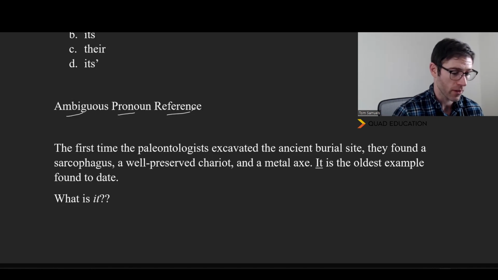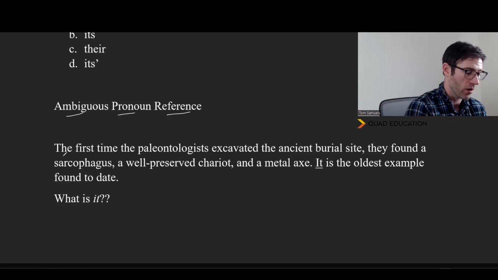And so in this instance, we have the example sentence: the first time that the paleontologists excavated the ancient burial site, they found a sarcophagus, a well-preserved chariot, and a metal axe. It is the oldest example found to date. And so the problem in here is, what is it?